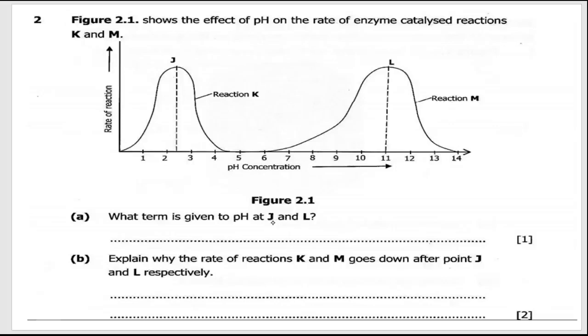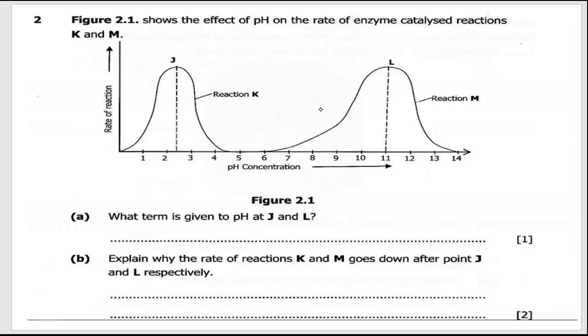So as we can see, this is a question from 2016 biology paper 2, and the question was on enzymes. The first thing in biology is you study the diagram that has been given to you. Looking at this diagram, the question is saying figure 2.1 shows the effect of pH on the rate of enzyme catalyzed reactions K and M. So we've got enzyme catalyzed reactions, reaction K and reaction M.